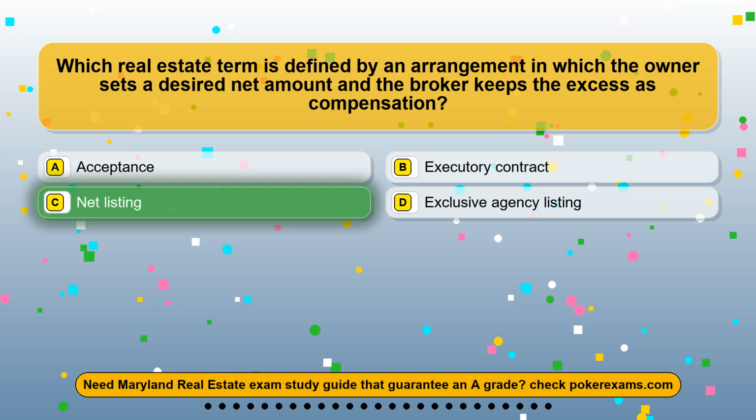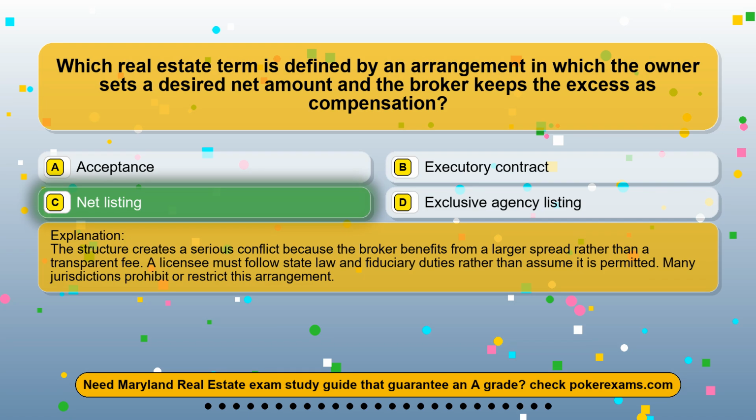The correct answer is option C, net listing. The structure creates a serious conflict because the broker benefits from a larger spread rather than a transparent fee. A licensee must follow state law and fiduciary duties rather than assume it is permitted. Many jurisdictions prohibit or restrict this arrangement.